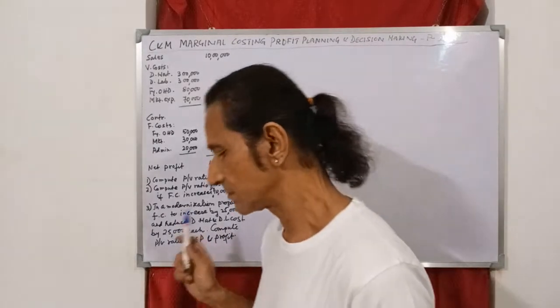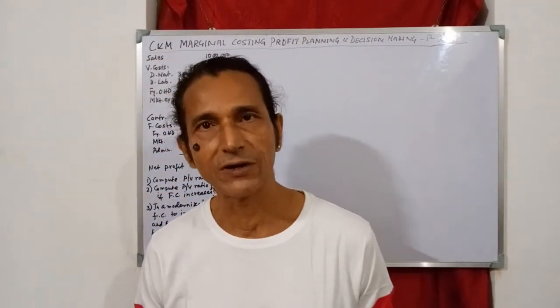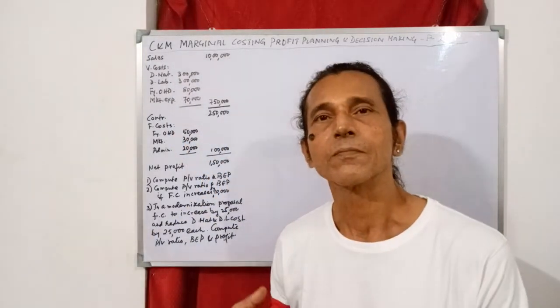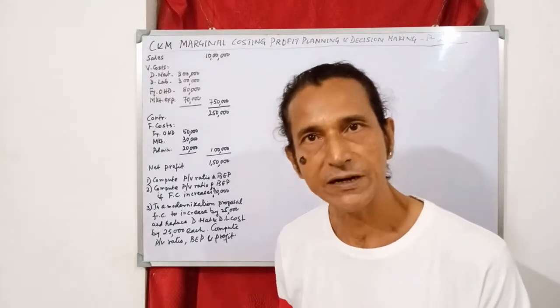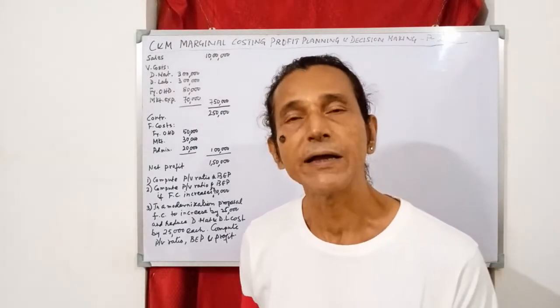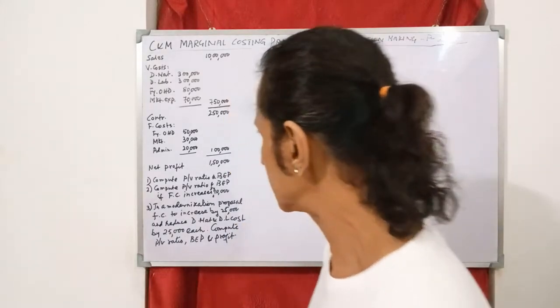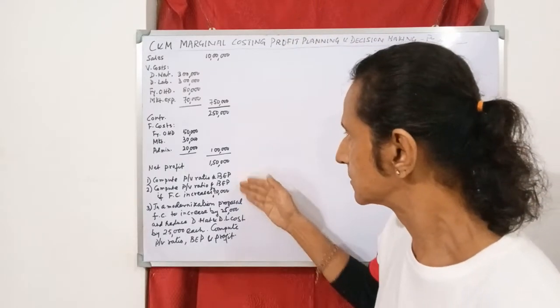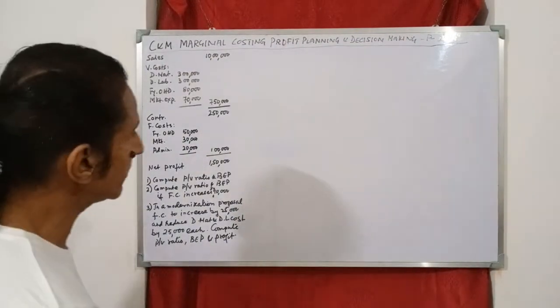That means there is a proposal for modernization, in which case the firm has to incur additional fixed cost of 25,000, which will in turn result in reduction of variable cost, that is direct material cost and direct labor cost, by 25,000 in each category. Right? So now I am going to answer these three questions. Number 1, compute PV ratio and break-even point.